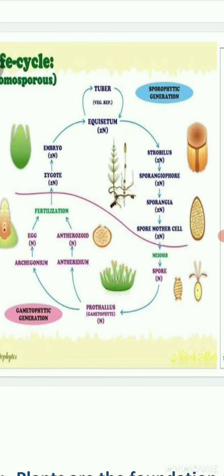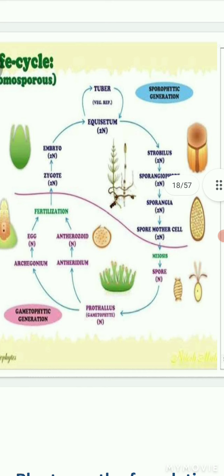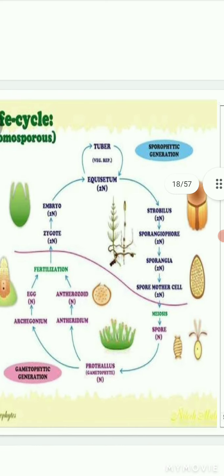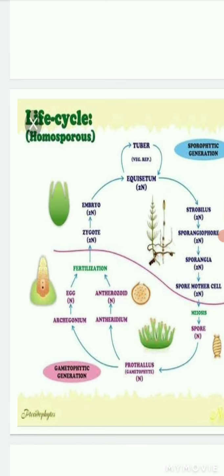Then there is the start of the gametophytic generation. Then there is development of the archegonia. So this is an archegonium which develops eggs, and this is an antheridium which develops antherozoids. When they unite, we call that fertilization, and after fertilization there is development of a zygote. This zygote again represents the 2n condition, which means it has two sets of chromosomes, also called a pair of chromosomes.